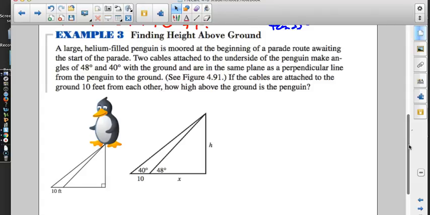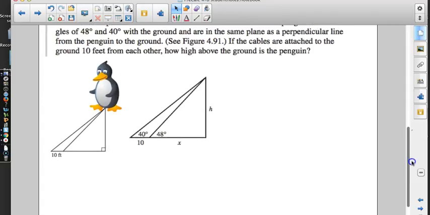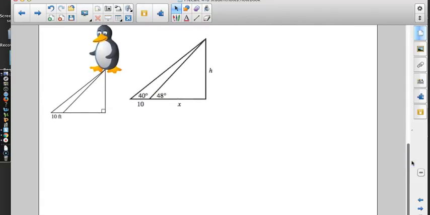Boom. Same plane means we've got a 2-dimensional triangle here. And the cables are attached to the ground 10 feet from each other, so this we know. How high above the ground is the penguin? Oh, last time at least they were on the same axis. This is going to be a little bit more complicated. So it's a right triangle. We're going to use right triangle trig. It's what we do. And we'll have unknowns, and we'll have to think about what we're trying to find and how we want to set it up.